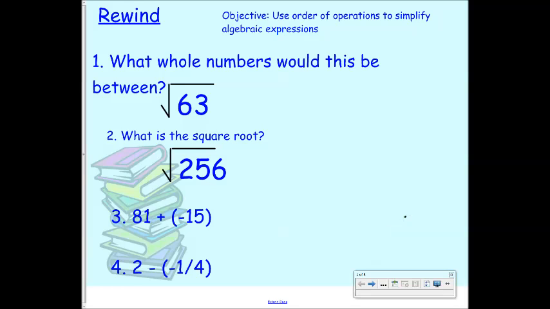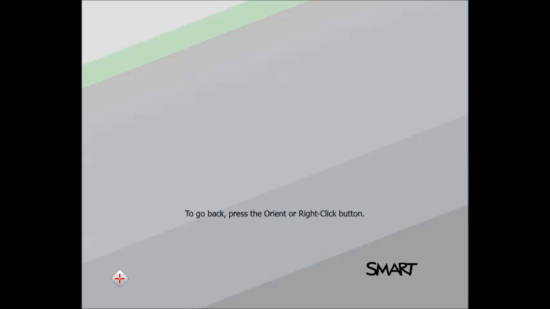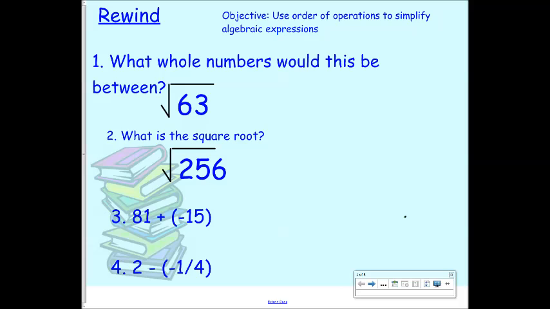All right, so we're going to talk about order of operations today. And as we talk about order of operations, we've sort of started talking about that already. So can anybody remind me what order of operations is? PEMDAS. So I hear people say PEMDAS. What does PEMDAS stand for? Parentheses, exponents, multiplication, division, addition, subtraction.